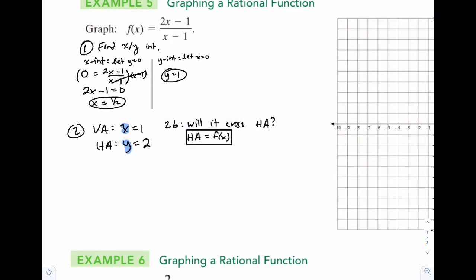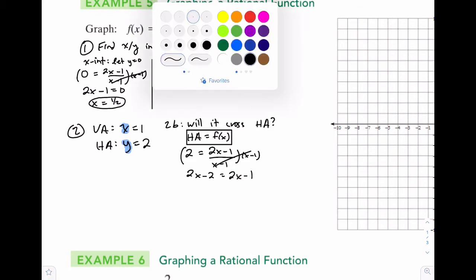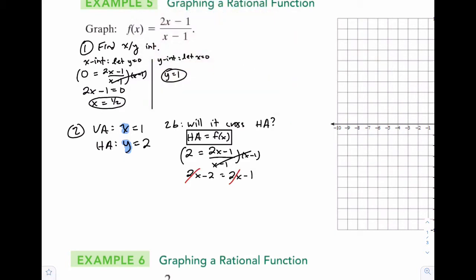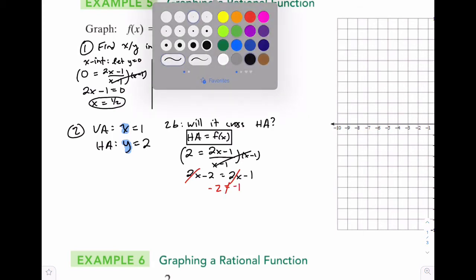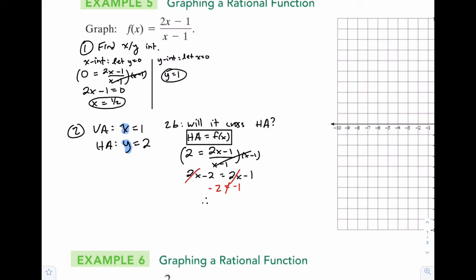So our HA was 2, so we're going to write 2 should equal our function, 2x minus 1 over x minus 1. We solve by multiplying by x minus 1. That should cancel, so you get 2x minus 2 equals 2x minus 1. Now notice this is kind of weird, because we can see that the 2x will cancel out, and we're left with negative 2 equals negative 1, which doesn't make any sense. Which means this cannot be solved, so therefore there is no cross. It will not cross the HA.